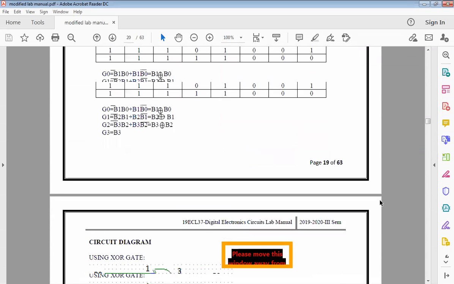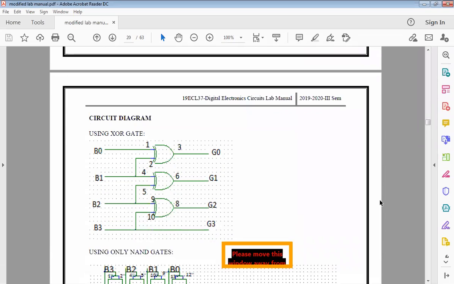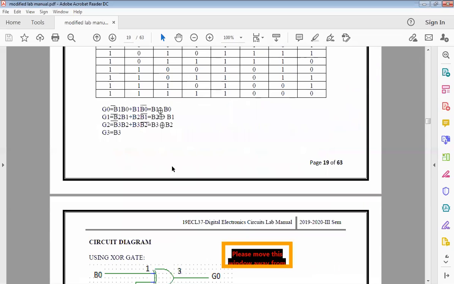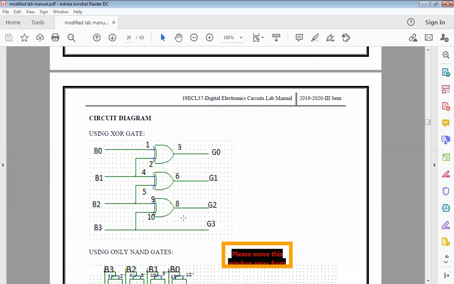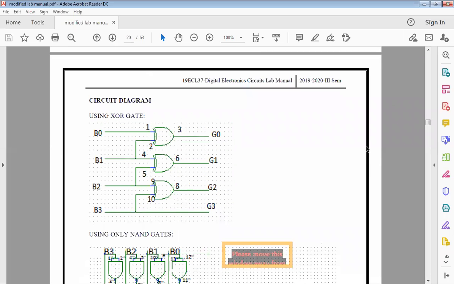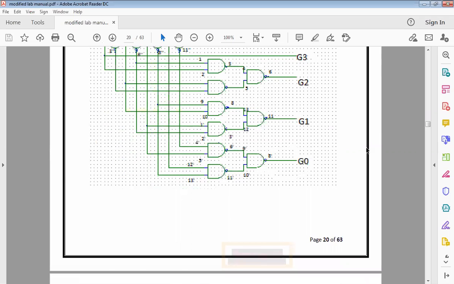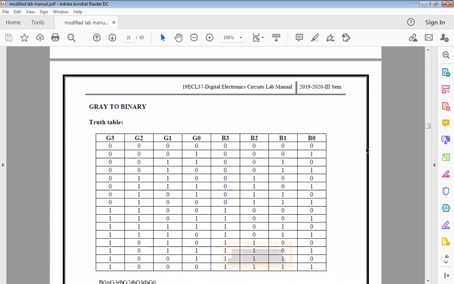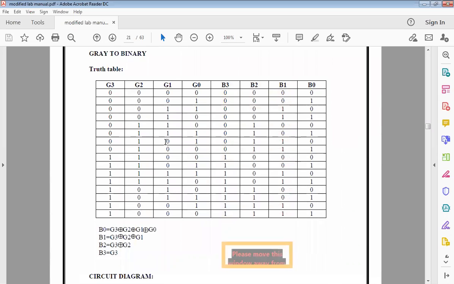Once we have the equations, as you all know, it's simple to get the logical diagram. G3 is directly given to B3, and the others use XOR gates. Similarly, we can even represent it using universal gates. Now the reverse is what is being done here. You can write the gray codes here, as usual, the concept that I have taught you: 0 0, 0 1, 1 1, 1 0, and here you will have all zeros.